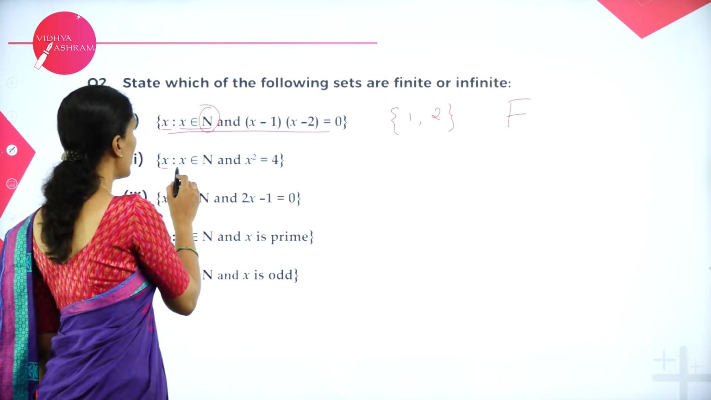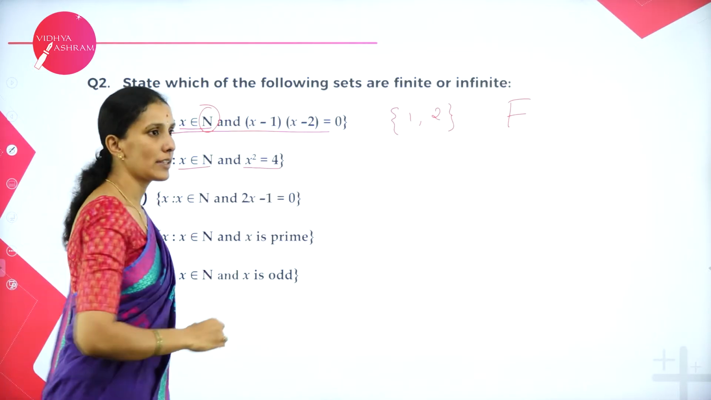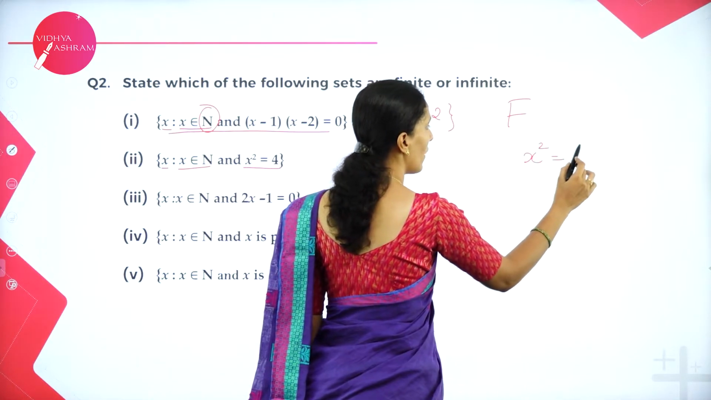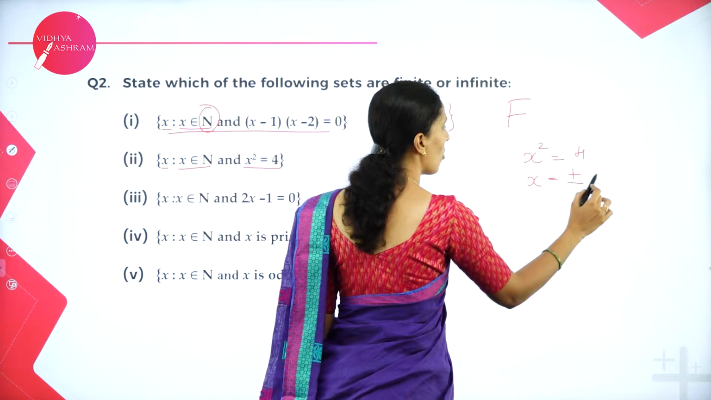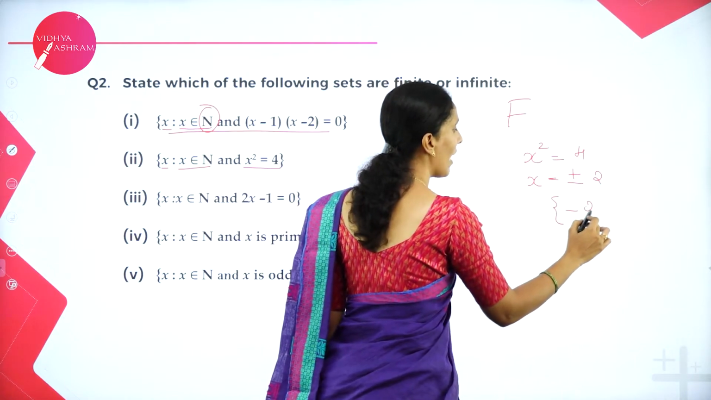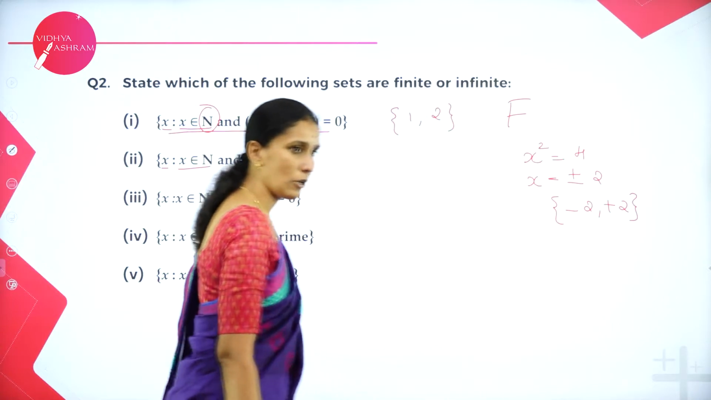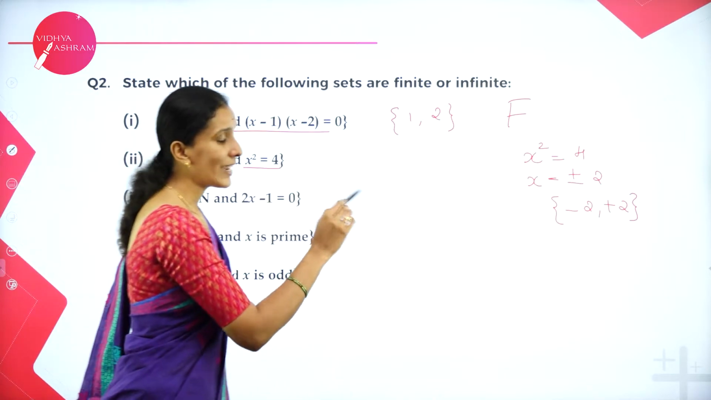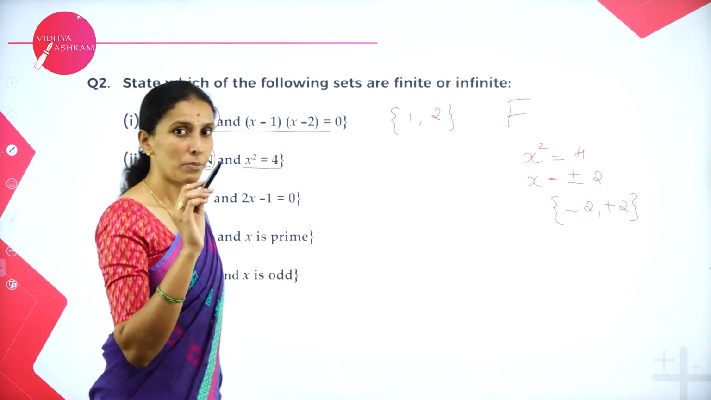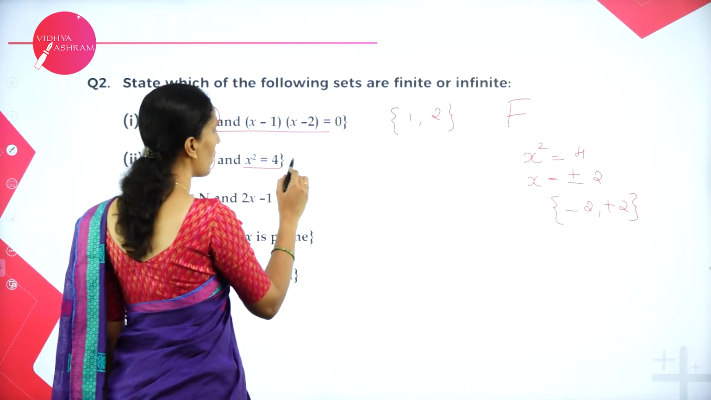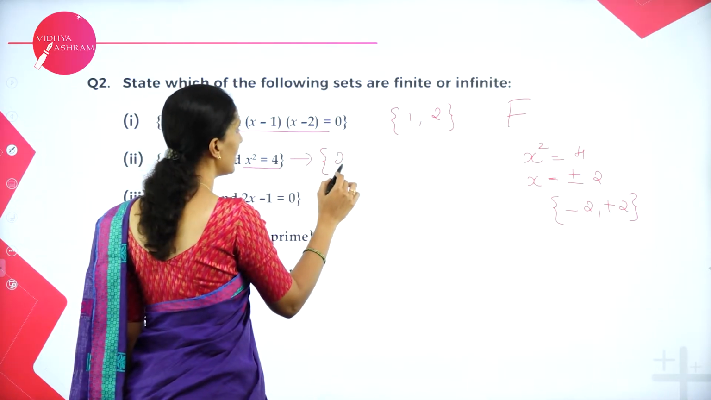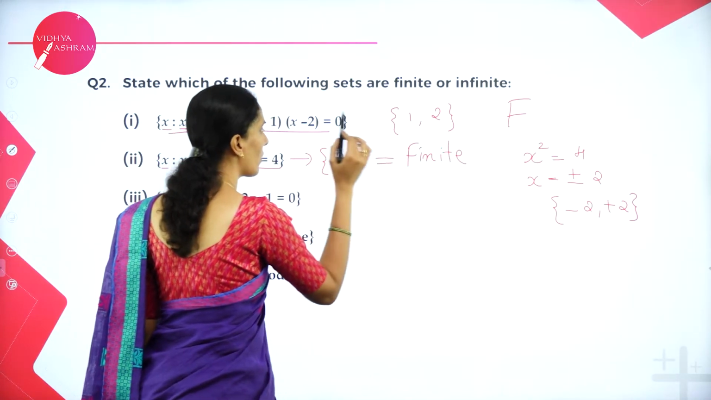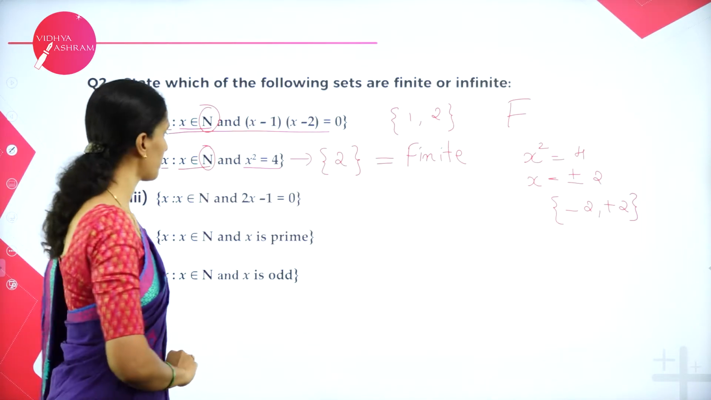Next, x such that x belongs to N, x square is equal to 4. So what are the solutions for x square is equal to 4? If you have x square is equal to 4, then x is plus or minus 2. Minus 2 and plus 2 are the solutions. But what is the condition given here? x must be a natural number. Minus 2 is an integer. Plus 2 is both an integer and a natural number. For this one, the only element you can have is plus 2. So therefore, this is an example of a finite set because you can count. You have only one element.